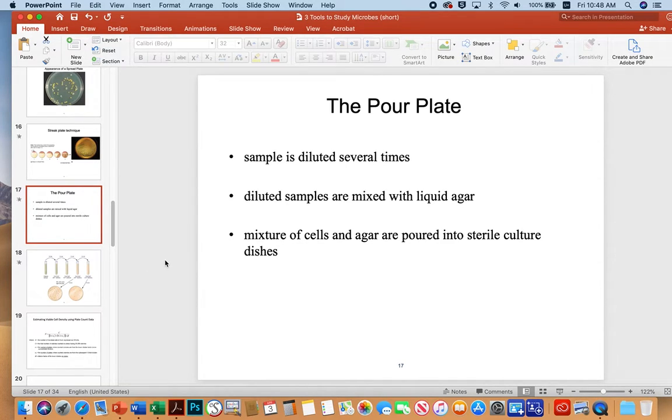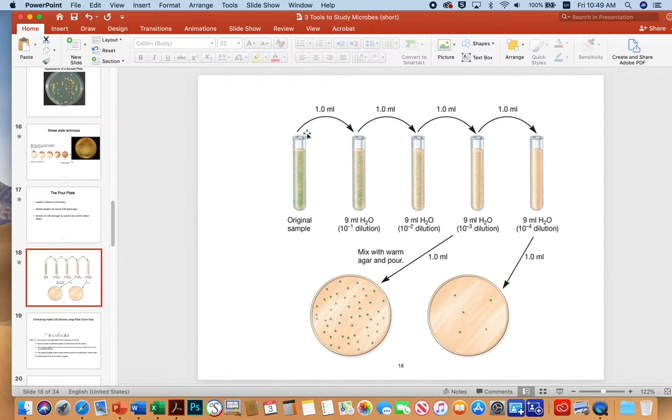So the pour plate, typically the sample is diluted many times, depending on what it is, and then the diluted samples can be mixed with liquid agar, and then the mixtures of cells and agar can be poured into sterile culture dishes. And so basically what you might do in this particular case is first perform a dilution series. So in my hypothetical example here, I have a concentrate, an original sample. Imagine this is juice before fermentation or during fermentation, and you perform serial 1 to 10 dilutions.